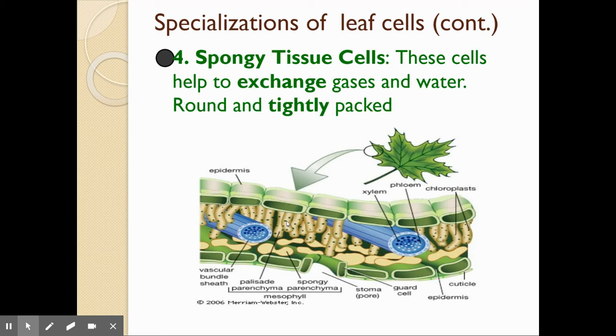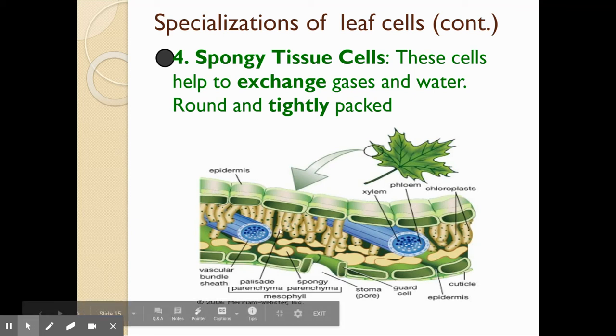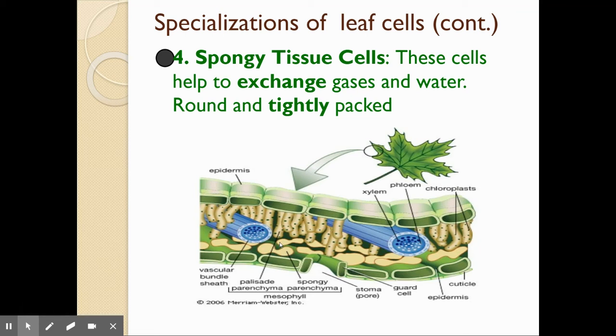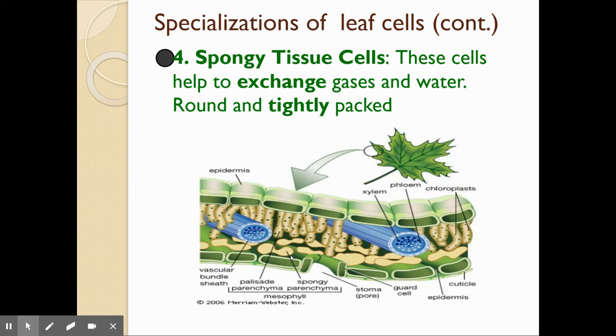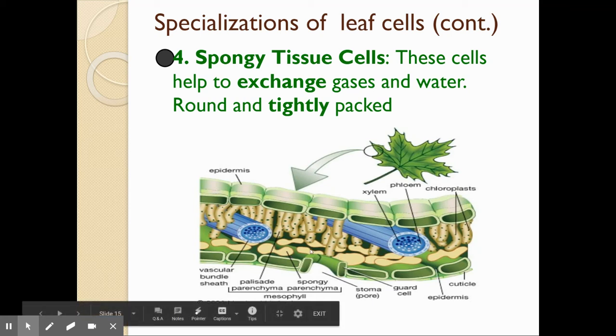So the spongy tissue cells, okay, that's these guys here, are like pockets of water and stuff like that. They're just kind of space fillers. And what they do is they help exchange gases and water inside the plant, so the plant has enough carbon dioxide and oxygen being moved, as well as water being moved, to help them, again, to do photosynthesis. They're kind of rounder in nature and they're pretty tightly packed together.